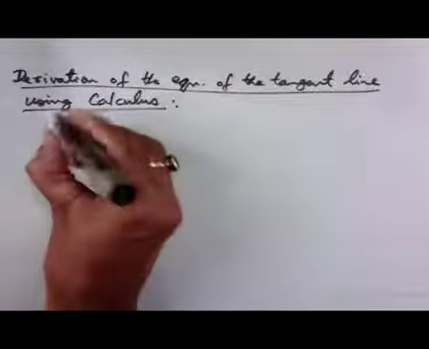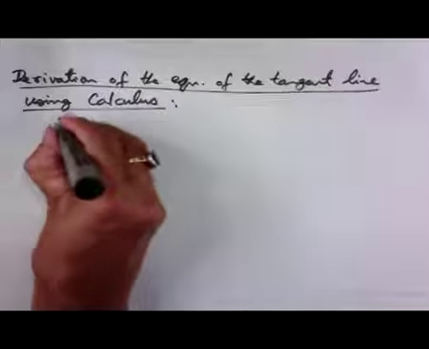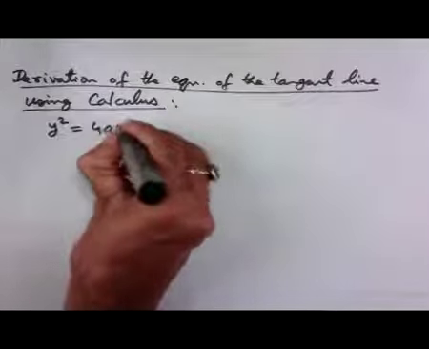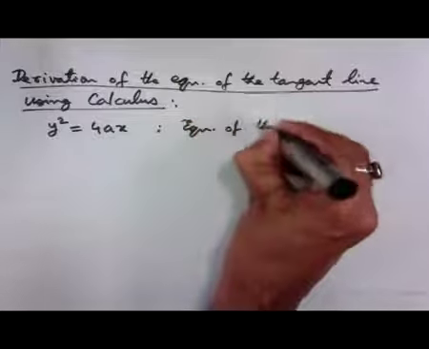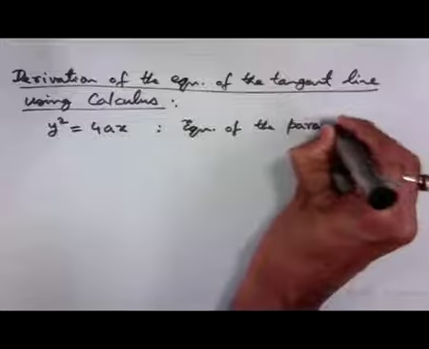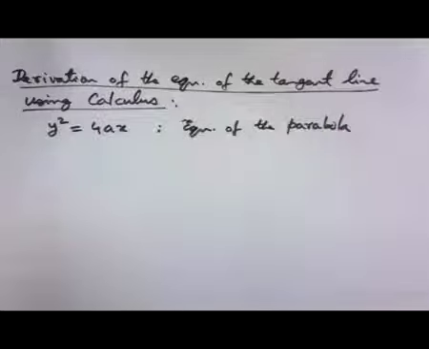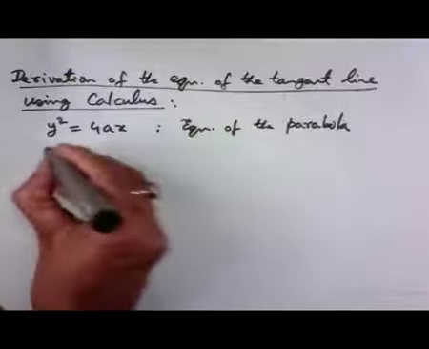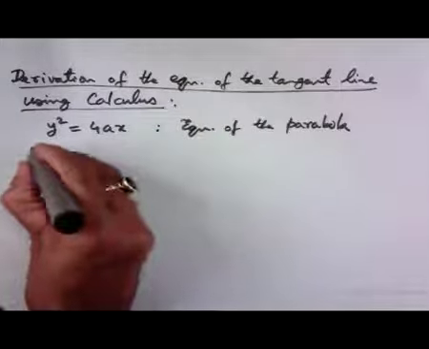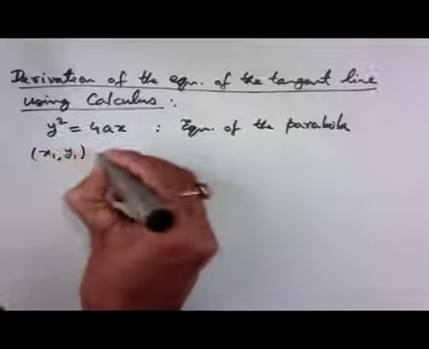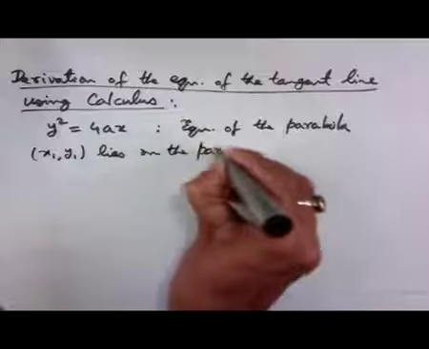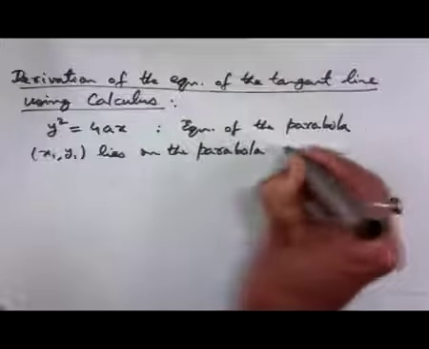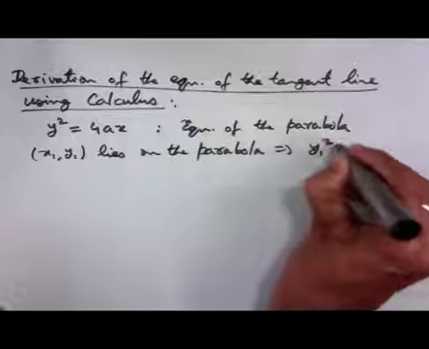So, we have the equation y square equal to 4 a x. This is the equation of the parabola. Also x 1 y 1 lies on this, x 1 y 1 lies on the parabola. This implies y 1 square is equal to 4 a x 1.